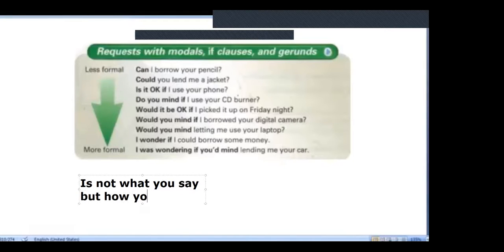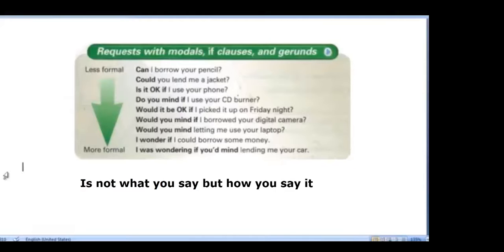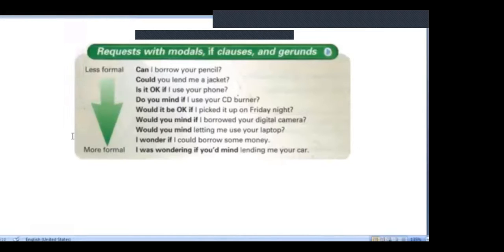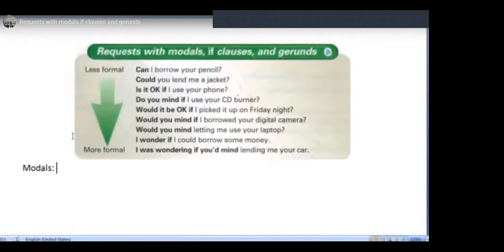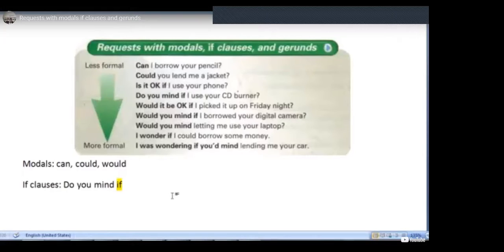This topic, by the way, is quite simple. What we want to do is use modals, if clauses and gerunds. Just let me point out what those are. Just a quick reminder, you're probably familiar with this already. What are modals? Those are the modal verbs that you see there: can, could, and also would. If clauses, well, they have an if clause. The last thing that we want to learn is how to use gerunds to make this kind of request. And that's the example that you see there.